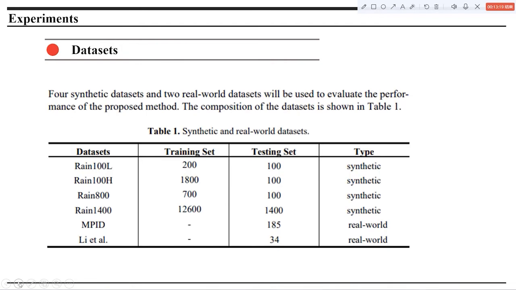Four static datasets and two real-world datasets will be used to evaluate the performance of the proposed method. The composition of the datasets is shown in Table 1. For example, the Ring 100L. It has 200 training sets and 100 testing sets.